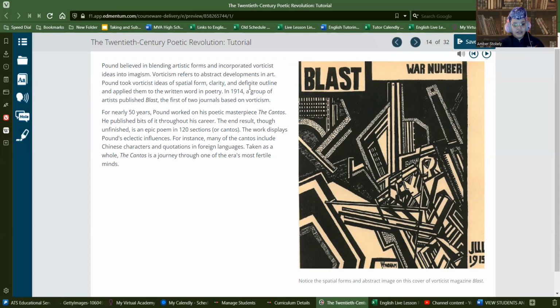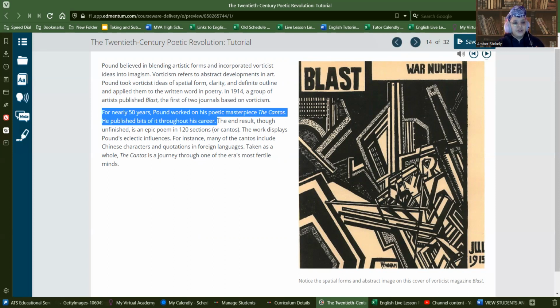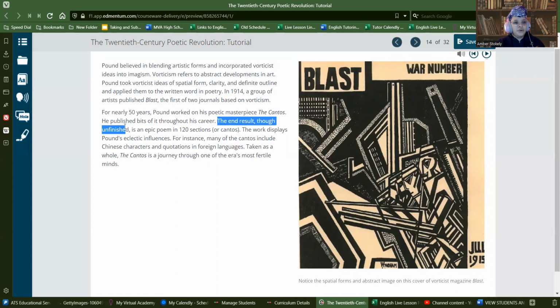And it says here, for nearly 50 years, Pound worked on his poetic masterpiece, the Cantos. And he published bits of it throughout his career. So the end result, though unfinished, is an epic poem of 120 sections, or cantos. So he basically took these small images that he was perfecting and put them together into a large poem. So each section is supposed to give you a sharp image, and those images are supposed to be associated with each other throughout the whole work.